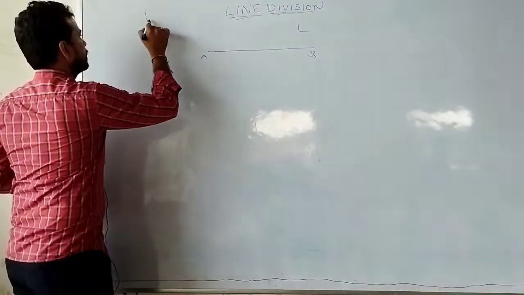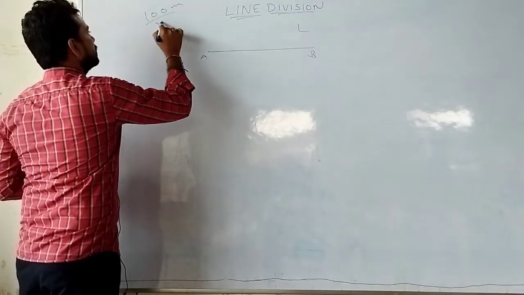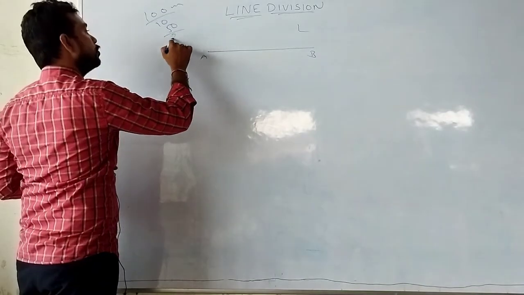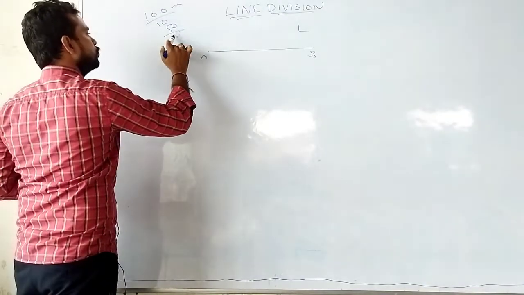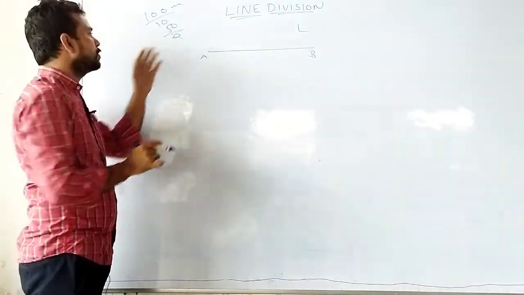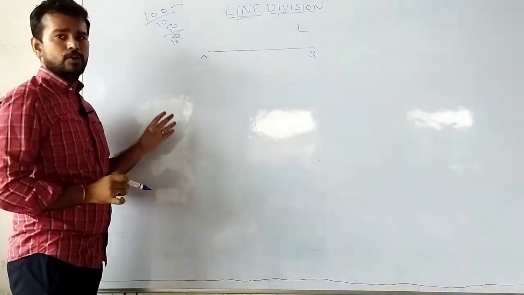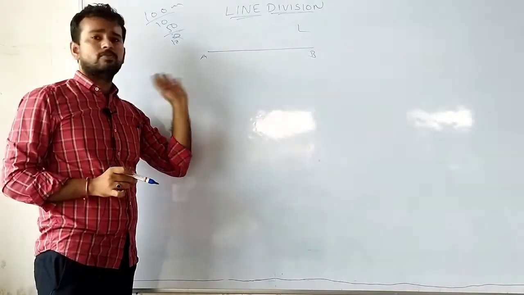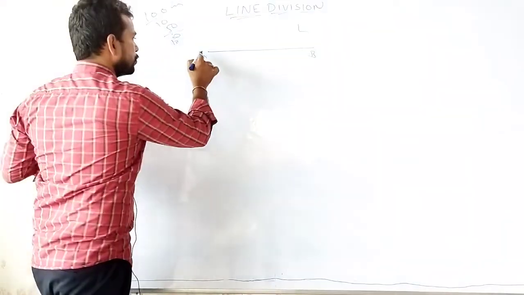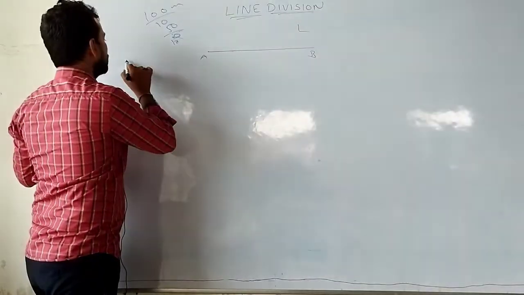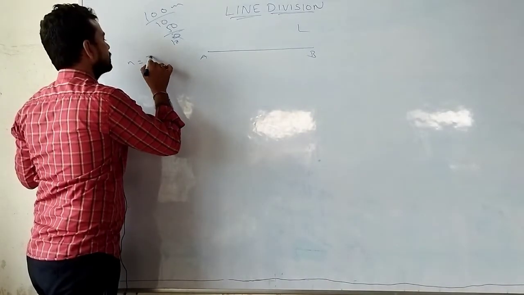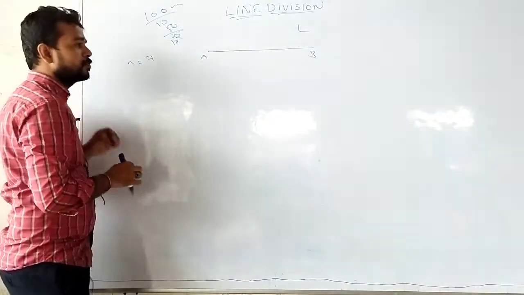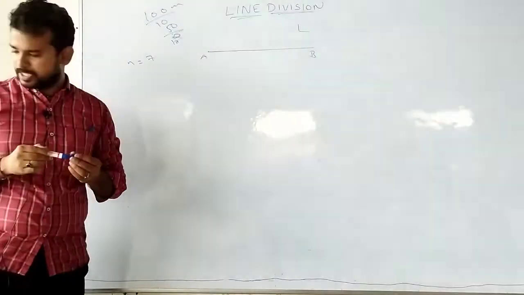If you know it is 100 mm, then you can divide it into 10 parts. If it is 50 mm, you can divide it into 25 parts, or 2 parts, or 10 parts. But here you don't know the length of the line. So how to divide it? If I want to make n number of parts, let us say 7, and divide this AB into 7 equal parts, how will I make it?